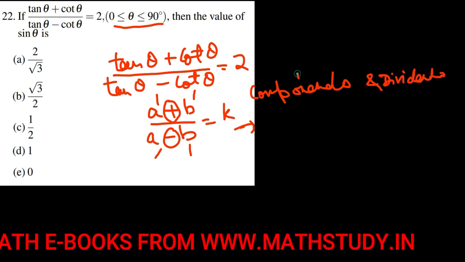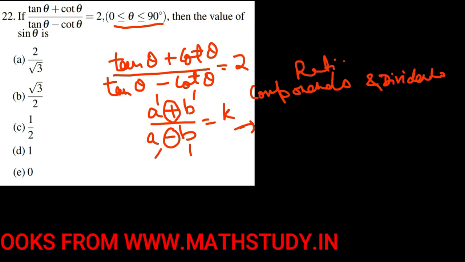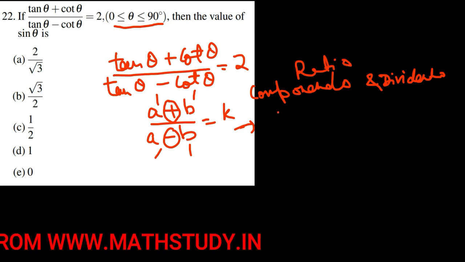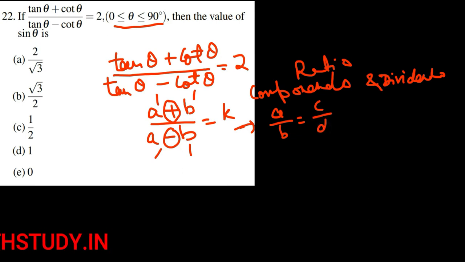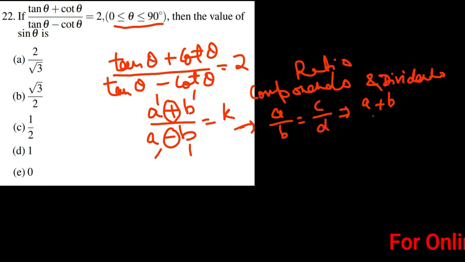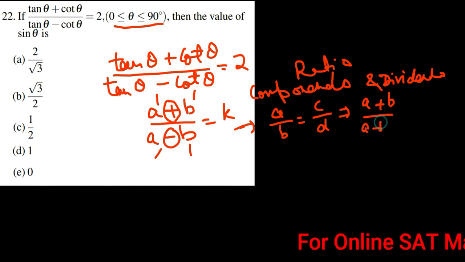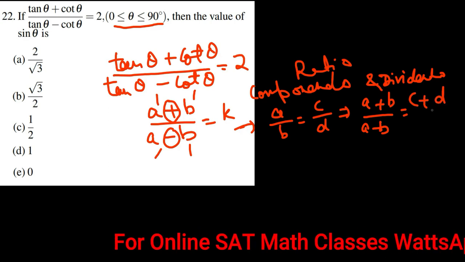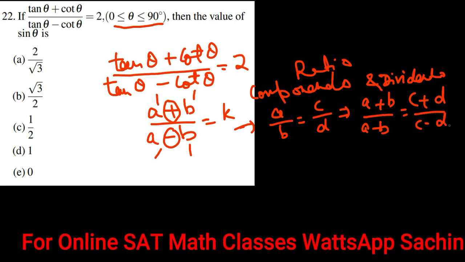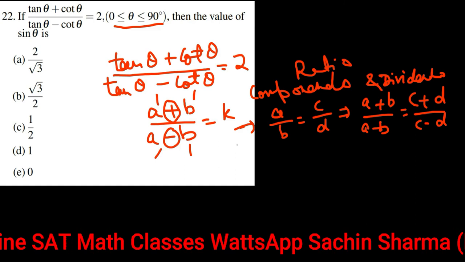So this is the property in ratio and proportion, right? So what is this basically? This is basically: if a upon b equals c upon d, then this implies (a plus b) upon (a minus b) equals (c plus d) upon (c minus d), right?